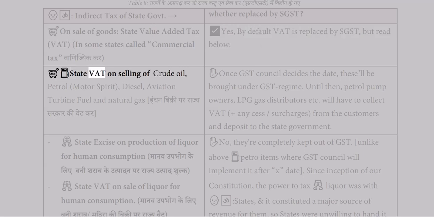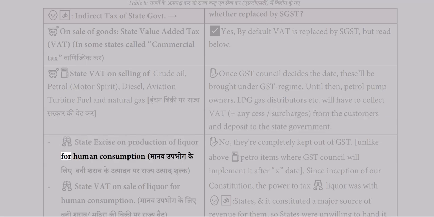Fuel: state VAT on selling of crude oil, petrol, motor spirit, diesel, aviation turbine fuel and natural gas. Once the GST Council decides the date, they'll be brought under the GST regime. Until then, petrol pump owners, LPG gas distributors, etc. will have to collect VAT, plus any cesses and surcharges, from the customers and deposit it to the state government.